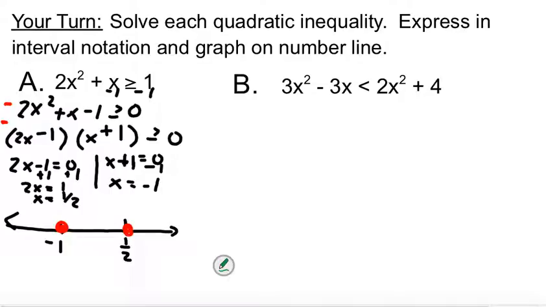You can pick whatever values you want. I usually pick them pretty close to the value, but you can pick really large numbers. Like I could pick negative 100 if I wanted to. I'm just going to pick something close, negative 2. Something in between negative 1 and 1/2, well, an easy number to do is 0. And then something over in this region, maybe like 1. That's something larger than 1/2. So those are my test values.